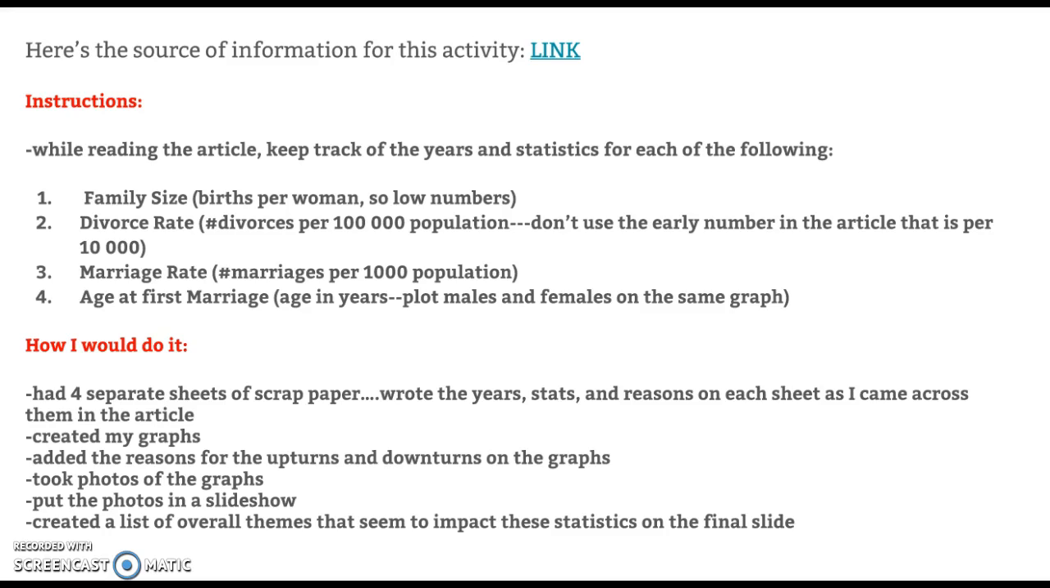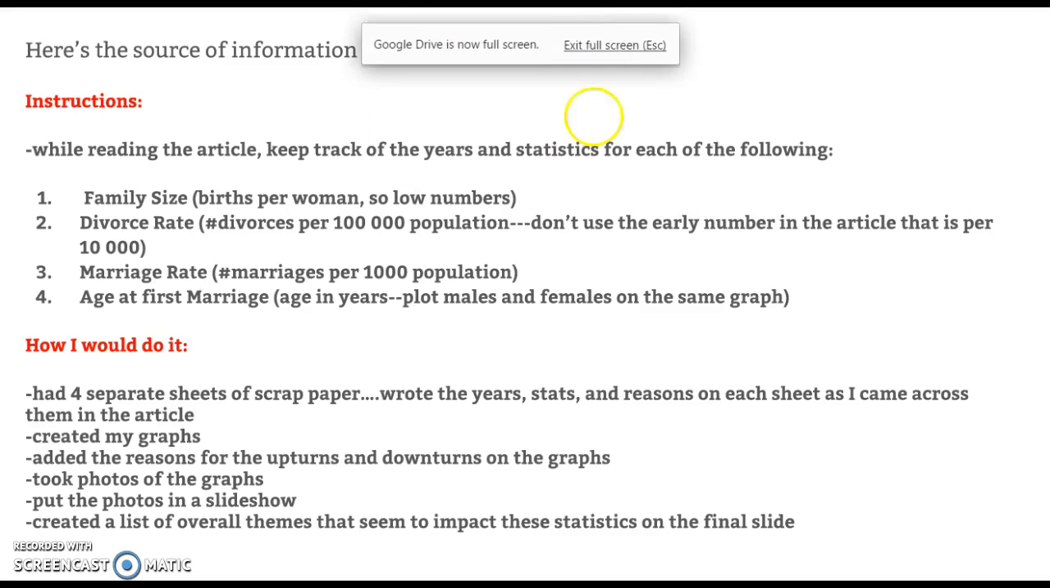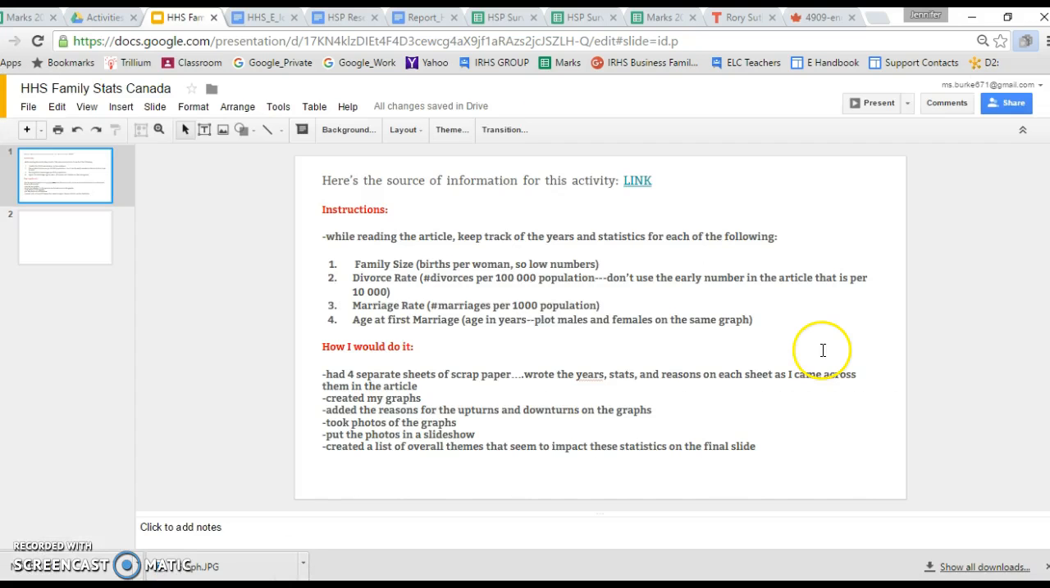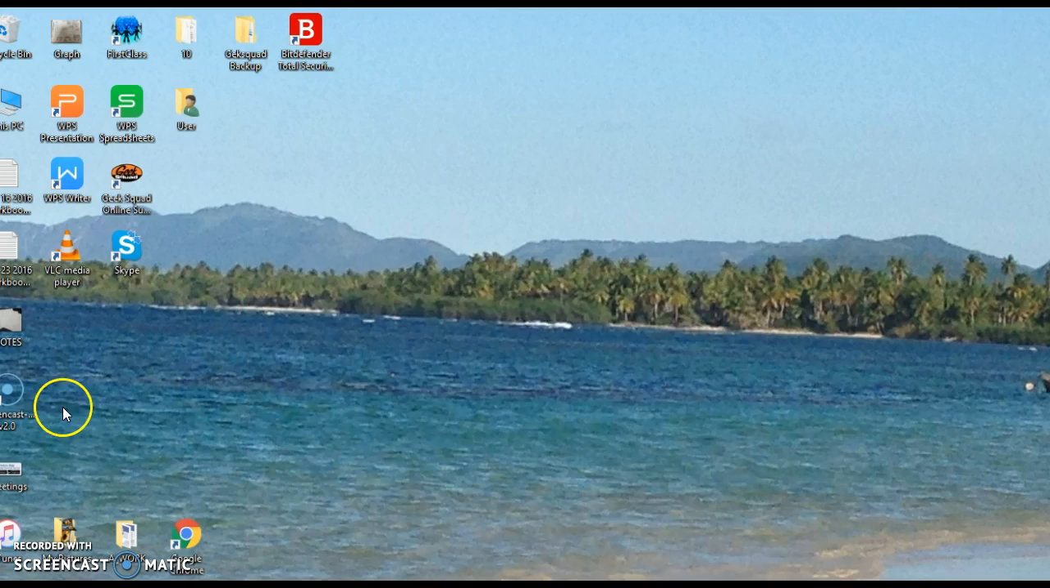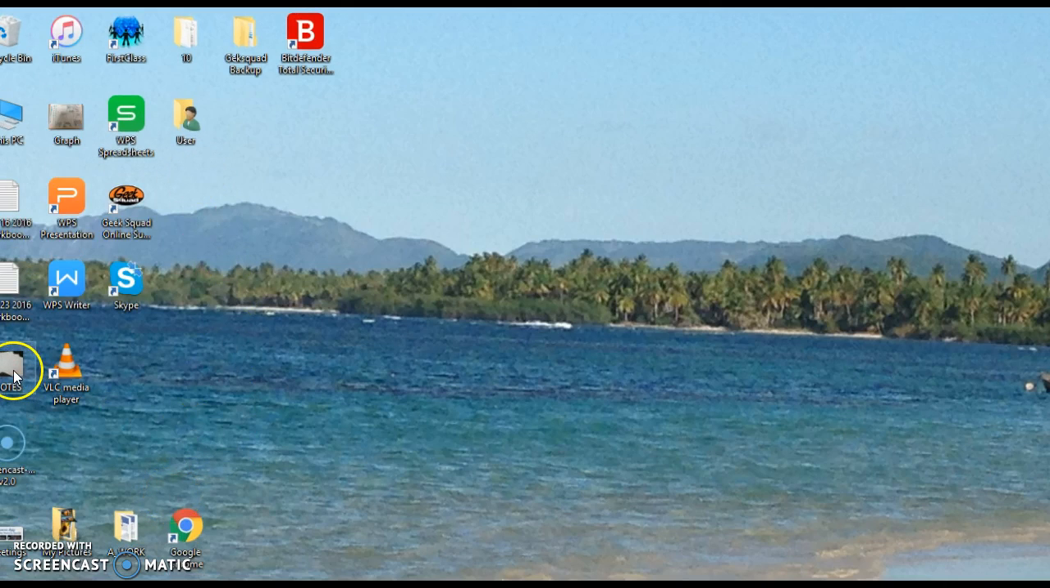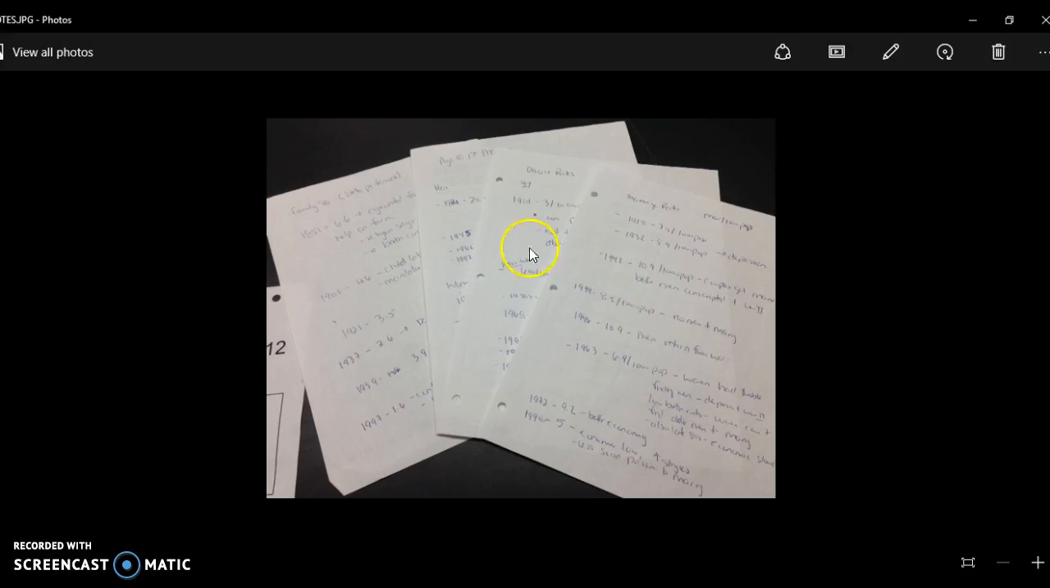Okay, here's what I did. I've done this activity, and I'll show you some examples of what I got up to. I started by pulling up the information source, and then what I did was I created these 4 pieces of paper, which each have a title at the top of which rate I am trying to keep track of, and then there's different years here, the numbers, and then the reason why.